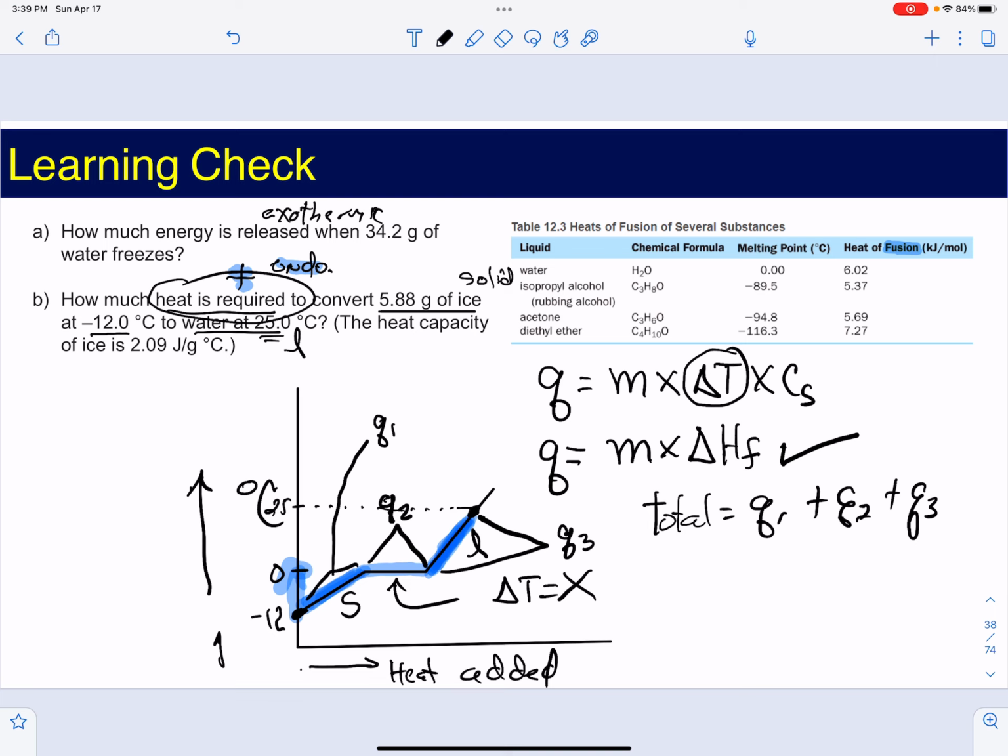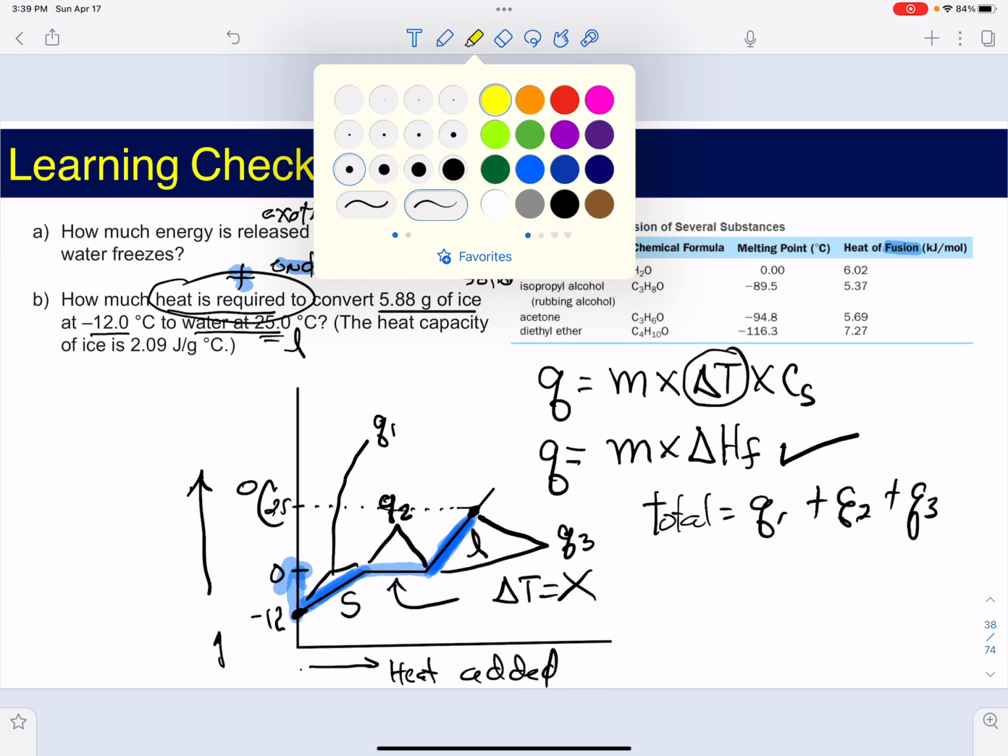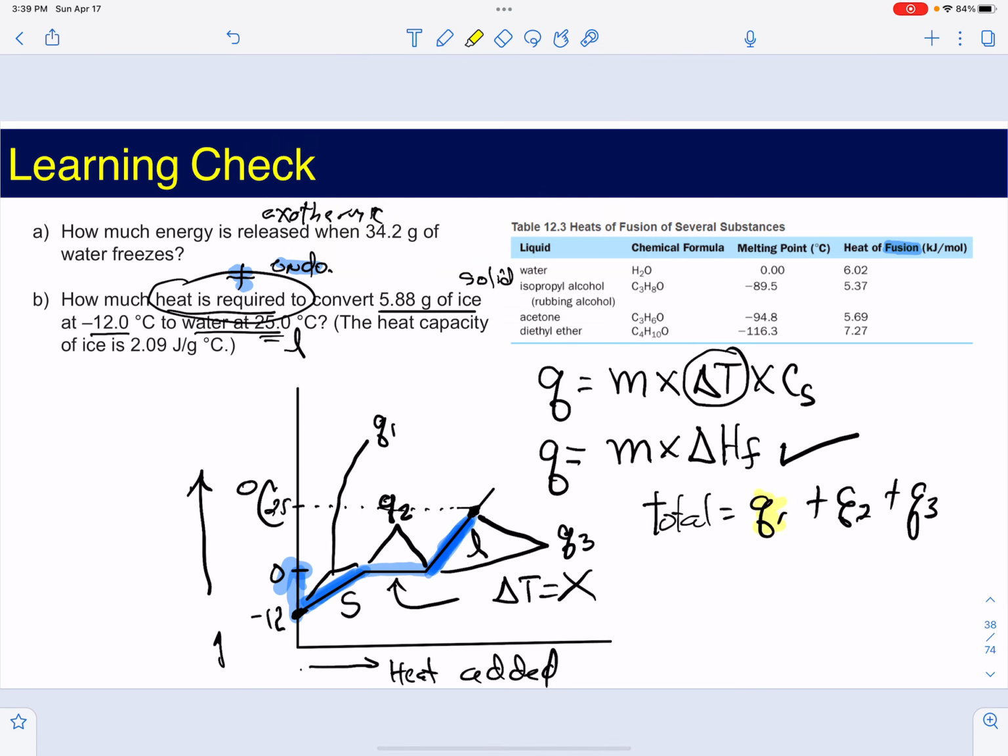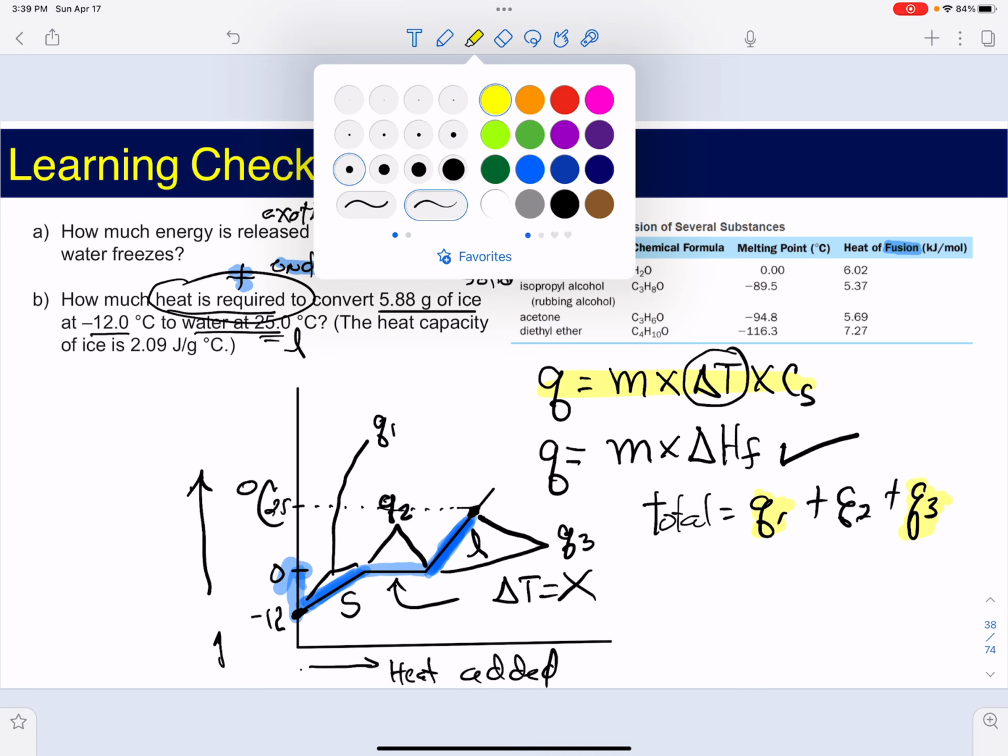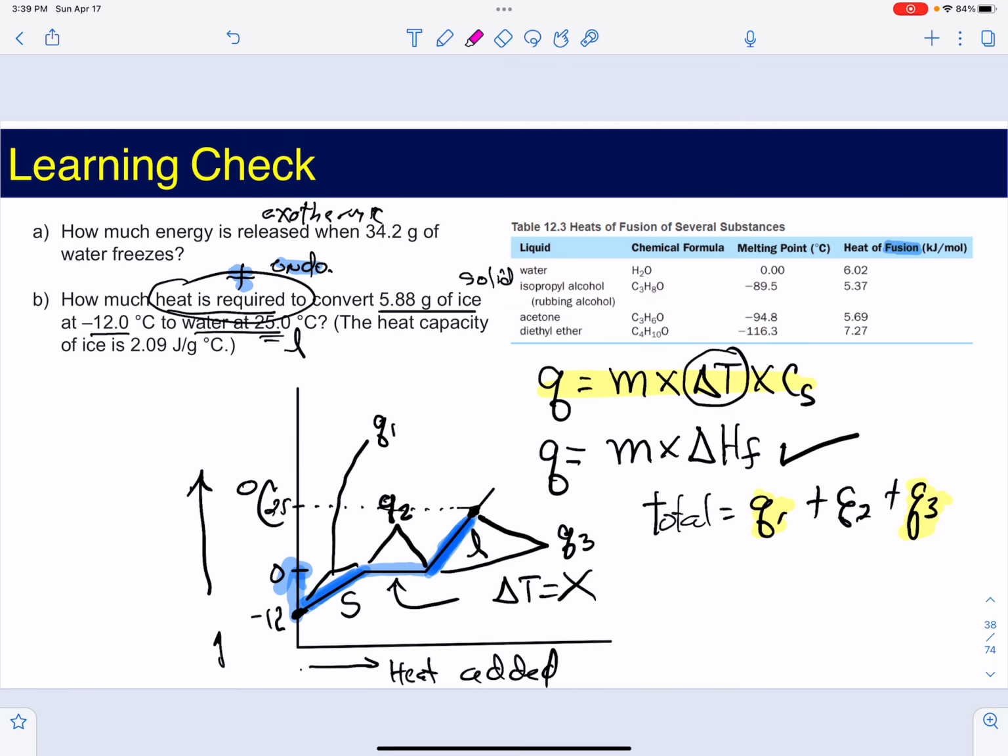So Q1 and Q3 are gonna have to use this formula here because that's where the temperature changes. Q2, we have to use this formula here because that's where there's a change of phase.